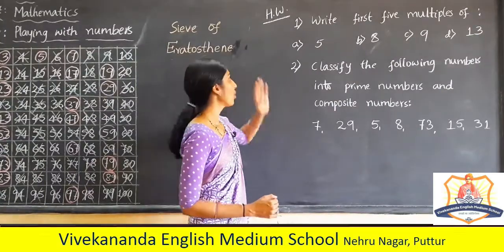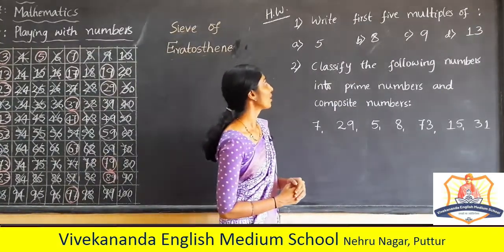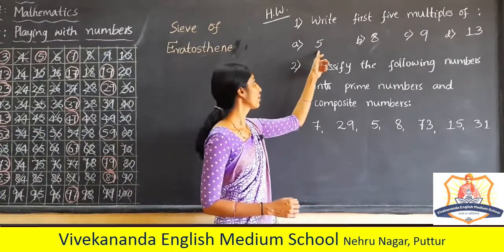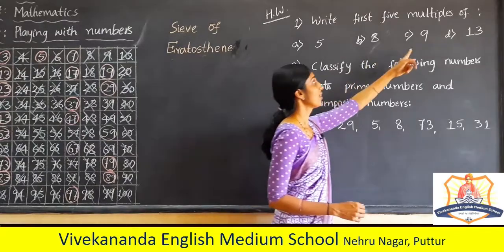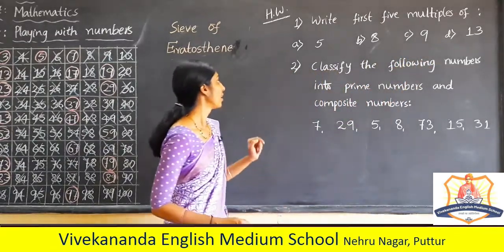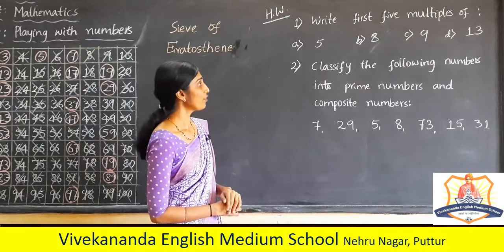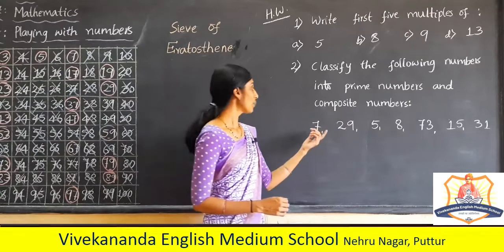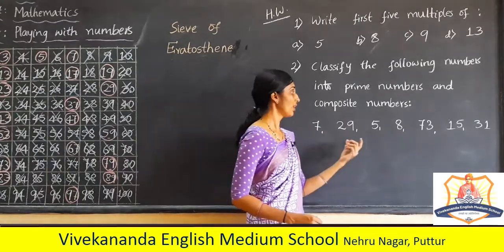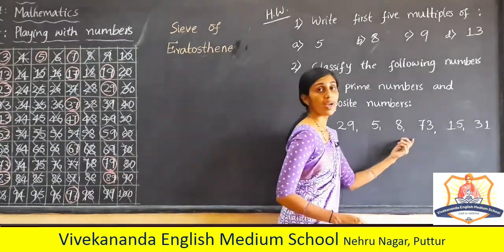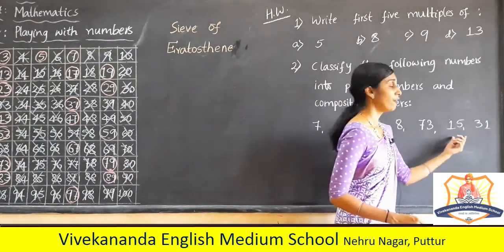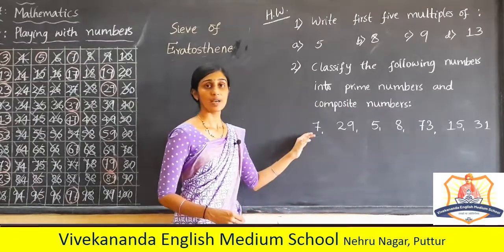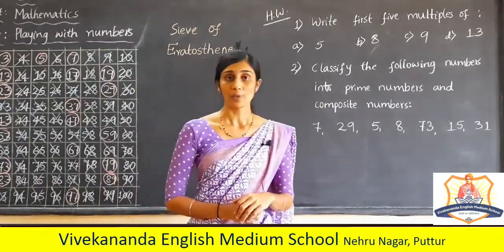So take down your homework, children. First question, write the first 5 multiples of 5, 8, 9 and 13. Second question, classify the following numbers into prime numbers and composite numbers. The numbers given are 7, 29, 5, 8, 73, 15 and 31. You should classify these numbers into prime numbers and composite numbers.